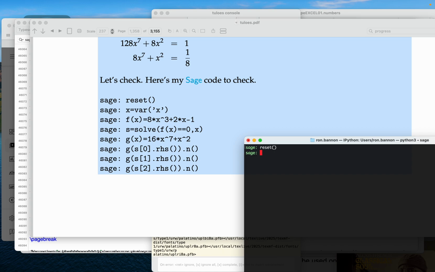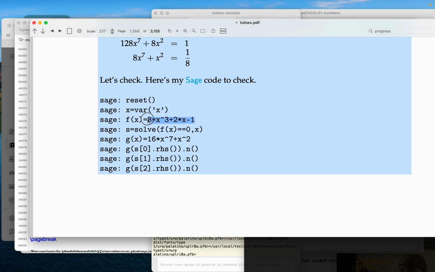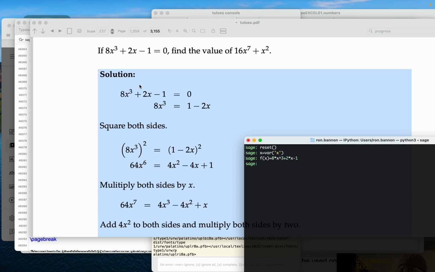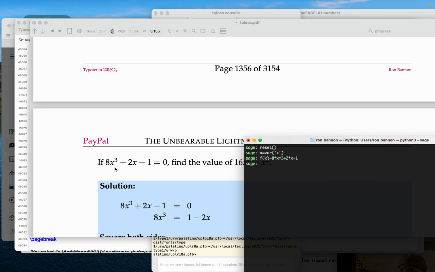So reset, basically just clear out any prior information from prior problems. Define x to be a variable. And then the function. I'm not going to copy paste this, but I'll go back over the original problem and show you where this is. Okay, that's 8x cubed, 2x minus 1. All right, that's the function, right?